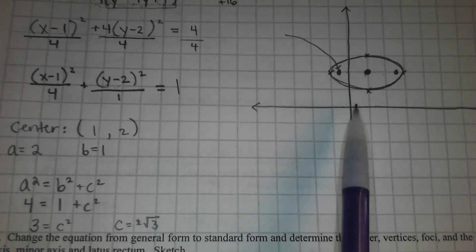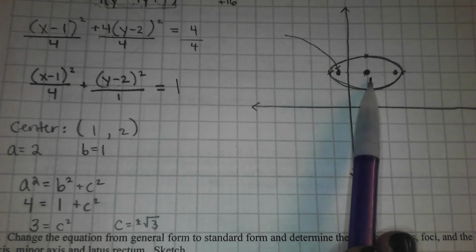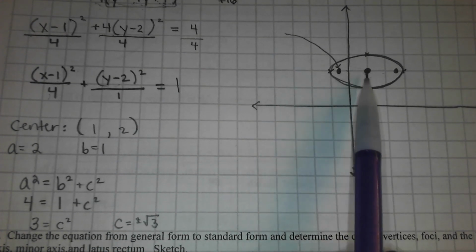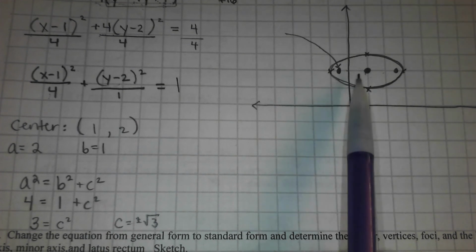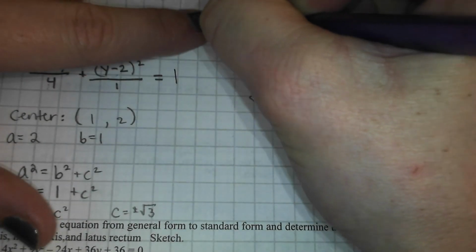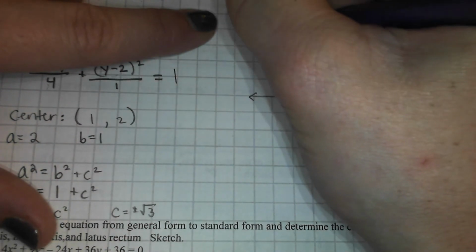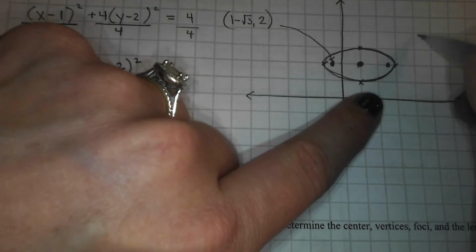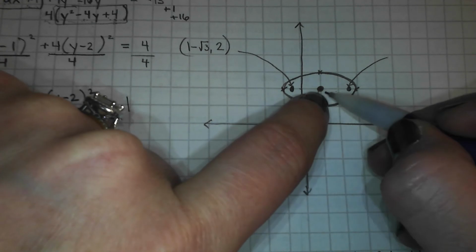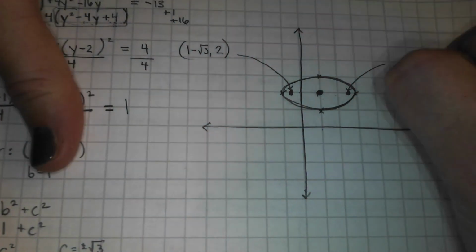The center used to be at 1, 2. But we took off of the 1, right? We took off how much? 1 minus radical 3, but the y coordinate of 2 is the same. And then to get to that focus, we started at the 1 and we added on root 3.